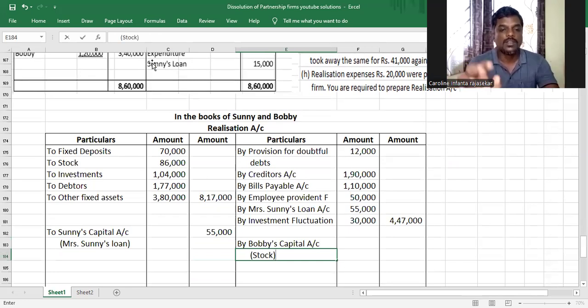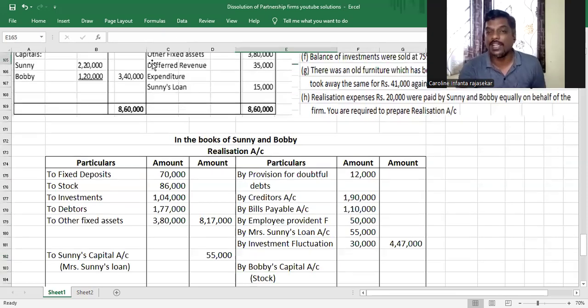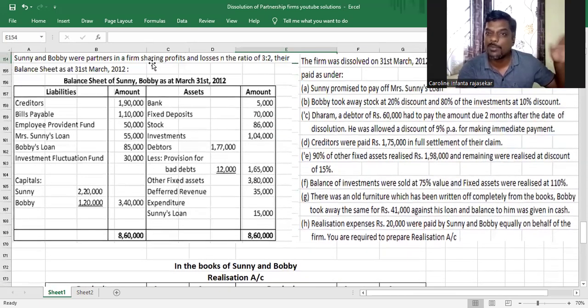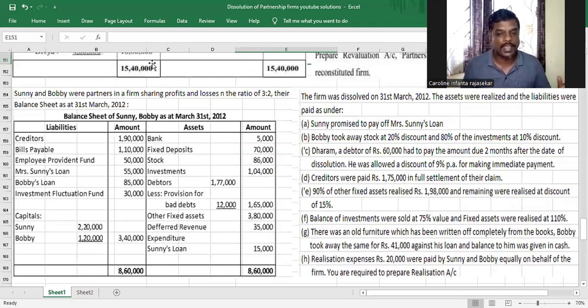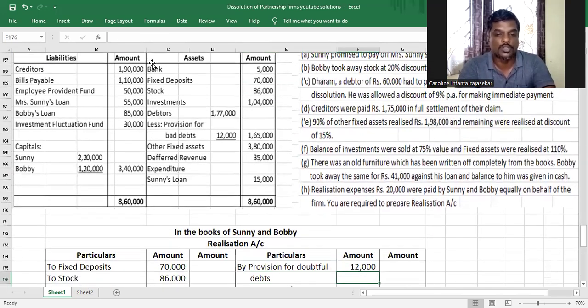Stop. This joker Bobby has to make our life difficult. He wouldn't take it at book value. He will bargain, and he's taking it at a 20% discount. Am I right or not, my dear children? So what am I supposed to do?